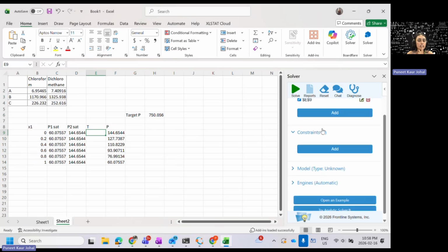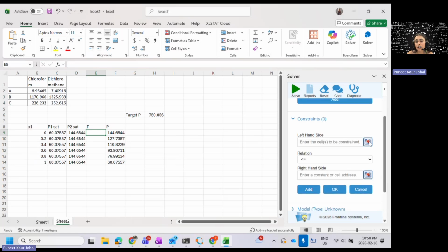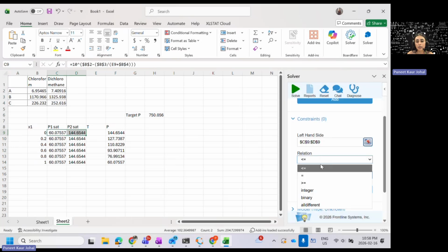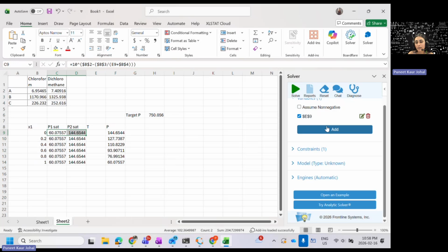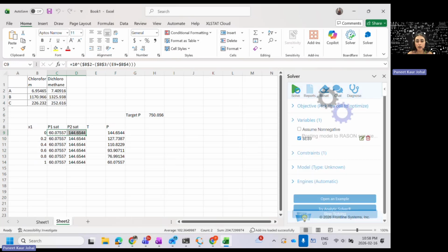I'm not going to put any constraints because there's nothing that I really want to put, but if you want to, you could say that maybe these two cells should be greater than or equal to 0. You can put these constraints, but I don't think you need to. I'm just letting you know there are different functionalities. Anyway, and then we just click on solve.